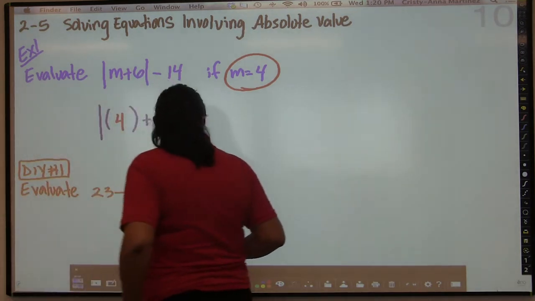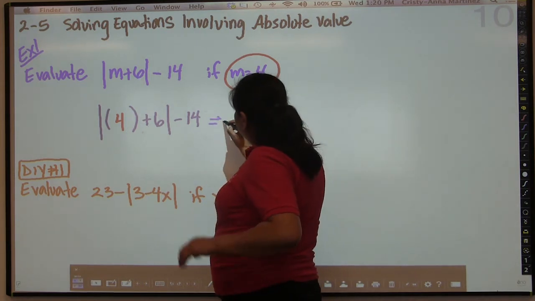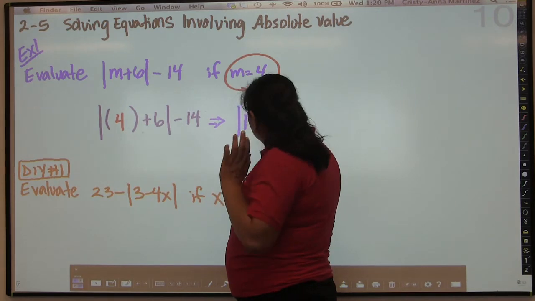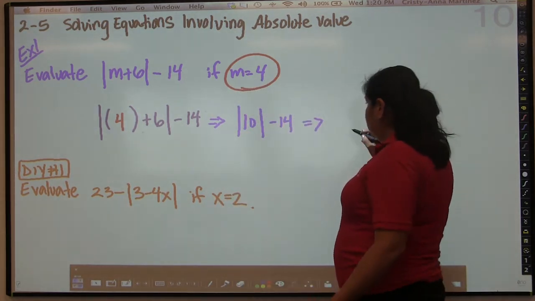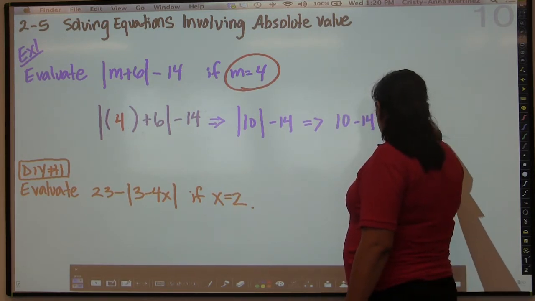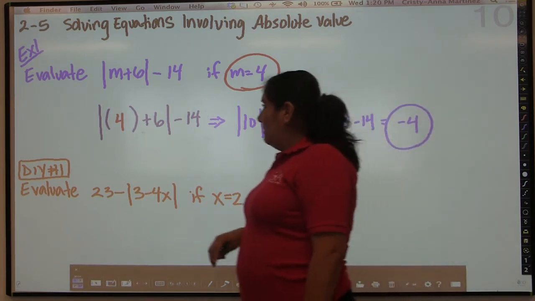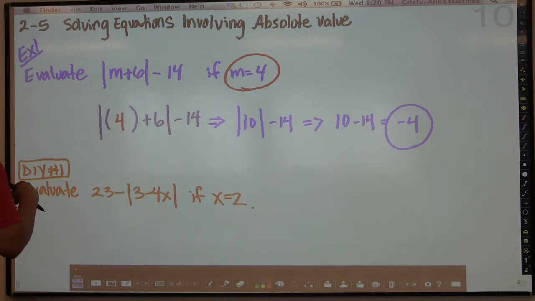And of course, PEMDAS tells us to stay inside of grouping symbols first. So 4 plus 6 is 10. And then of course, the absolute value of 10 is 10. Subtract 14, and you get negative 4 as our solution. So when m is 4, this expression will simplify to negative 4.